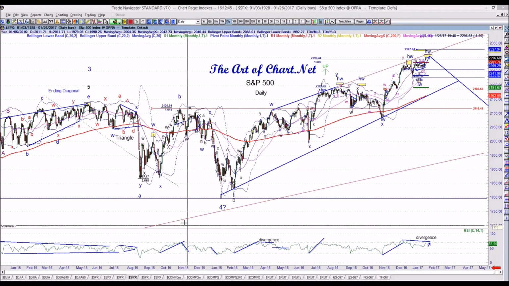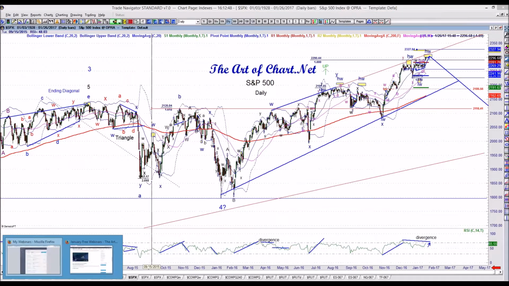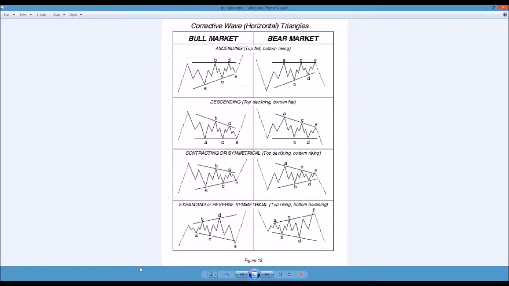I'm going to start by talking about triangles. And I want to introduce triangles, and I'm going to use a picture to do that. Pictures are worth 1,000 words. Triangles are compression patterns, and I think many of you probably are familiar with triangles as a pattern. This is showing an Elliott version of a triangle. There are ascending triangles, there are descending triangles, there are contracting or symmetrical triangles. These are the ones that people are most familiar with usually.